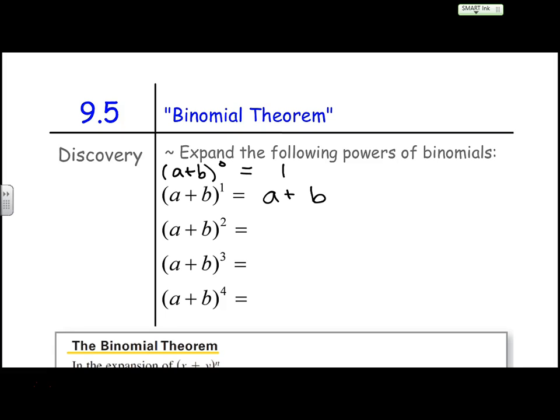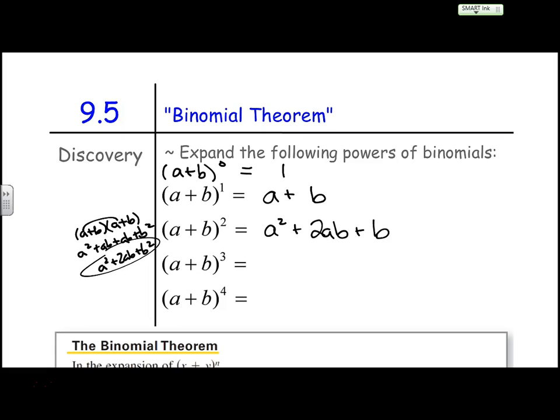What's a plus b squared? What do you have to do? Foiling. We'd end up with an a squared, then plus an ab, and plus an ab, and plus a b squared. I said Algebra 1. A squared plus 2ab plus b squared. Okay, so a squared plus 2ab plus b squared.